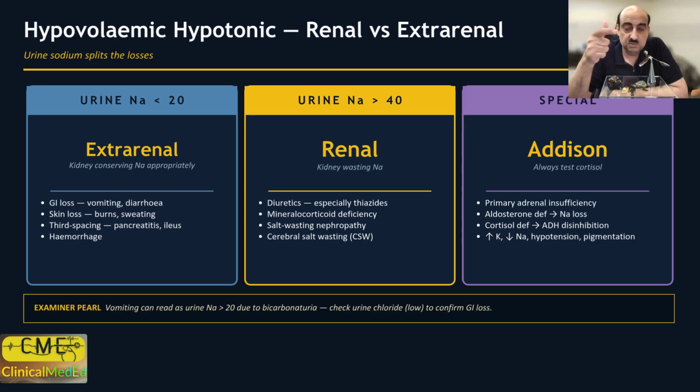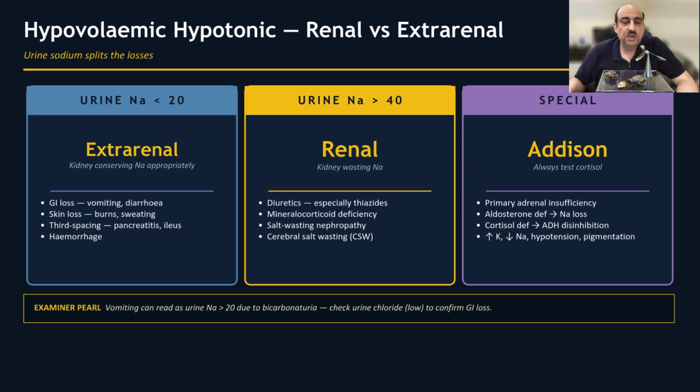So in this situation, despite volume loss, it's hypovolemic, the urinary sodium can be above 20. Now, urinary chloride is the best investigation in such a situation, because in vomiting and GI loss, the loss of chloride will be compensated by kidneys retaining the chloride, which means there will be less urinary chloride. So urine chloride will be less than 20 millimoles per liter.